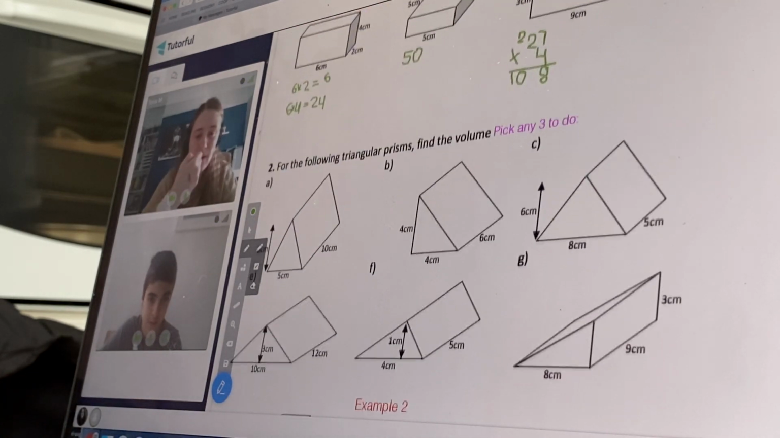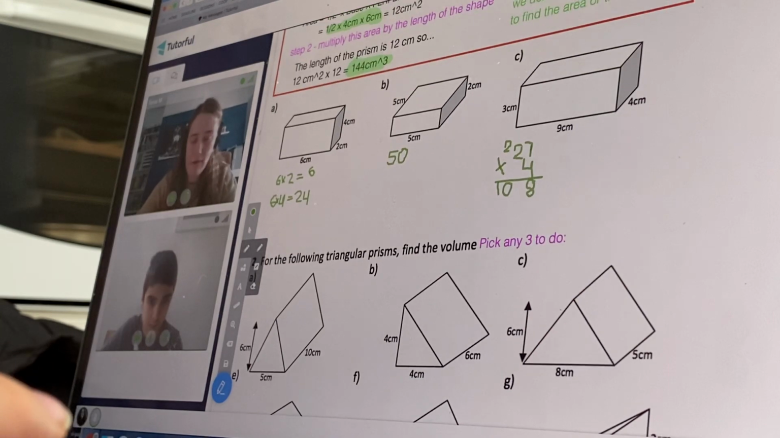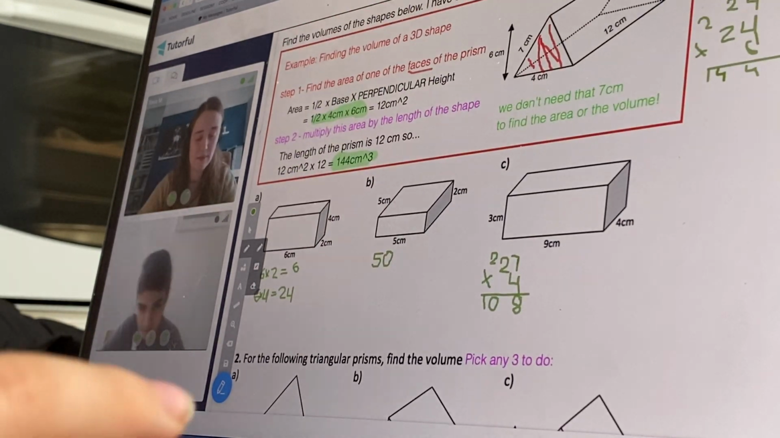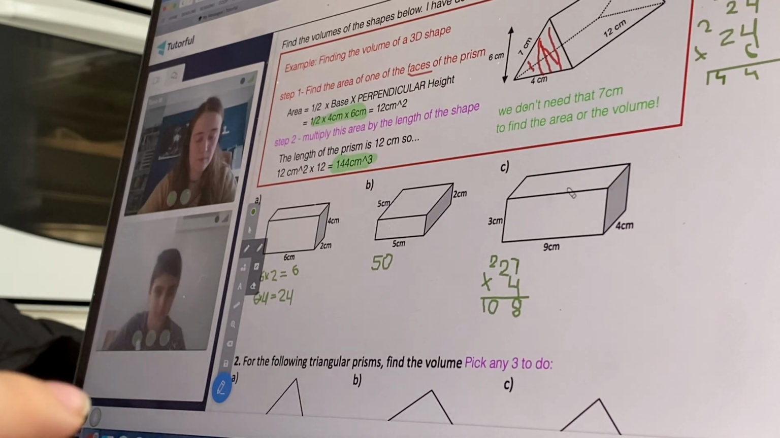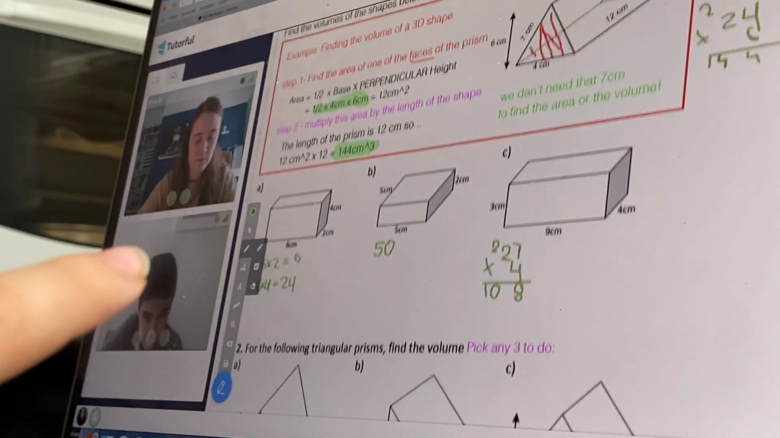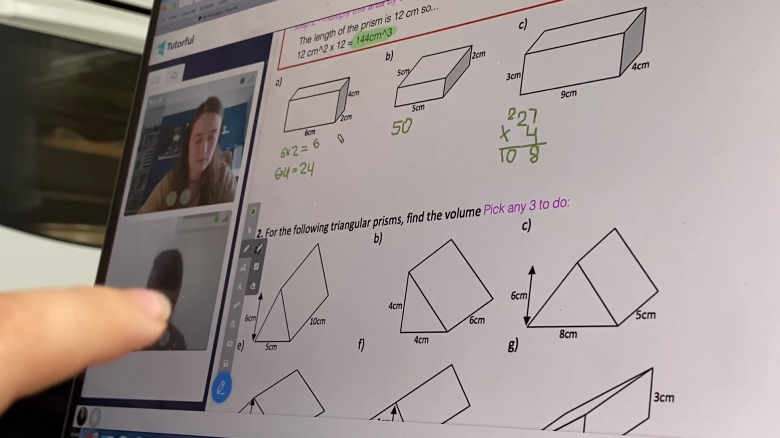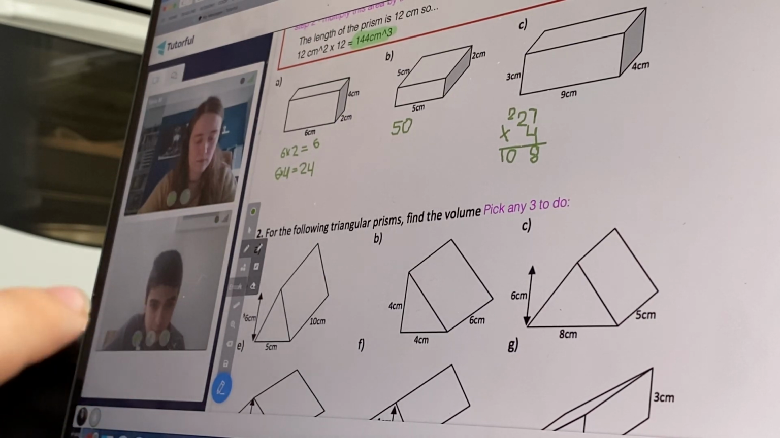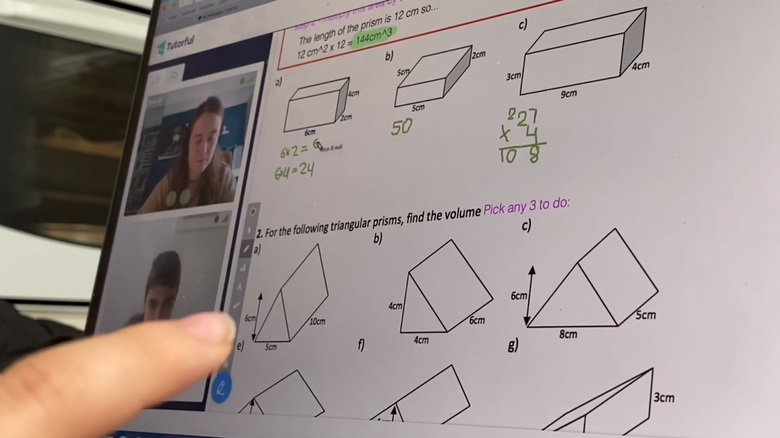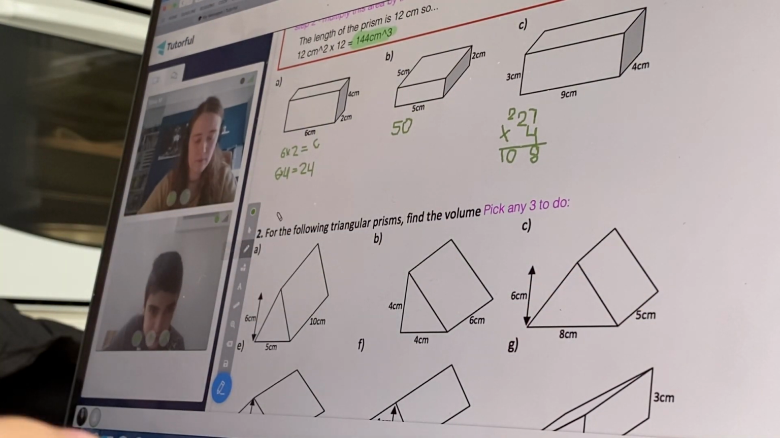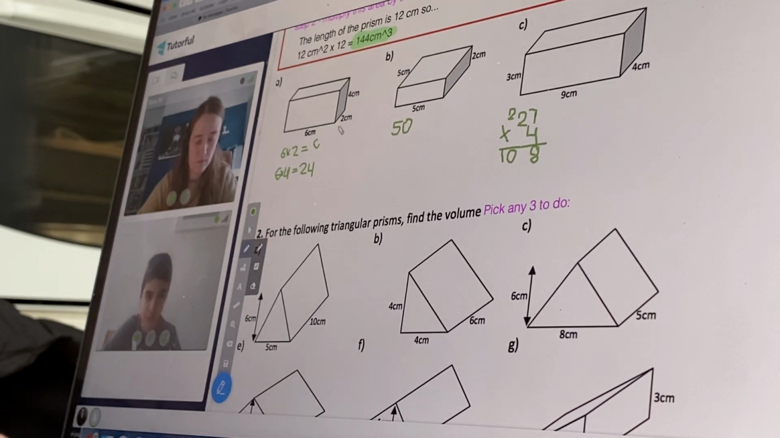Yes. So all we do is we find the area of one of the faces, and then we multiply that by the length of the prism. Yes. And then I did these ones too. So 6 times 2 is 12. And then I did 12 times 4, because the 4's here.